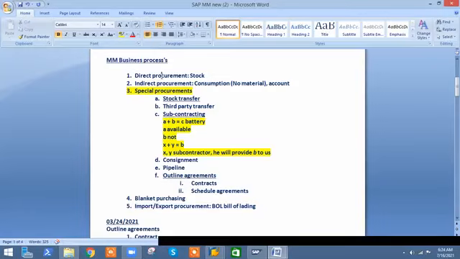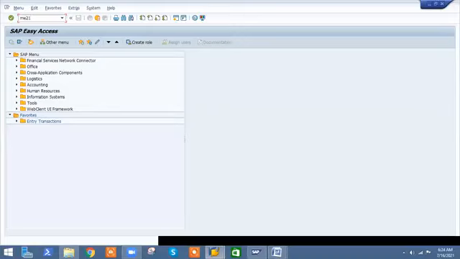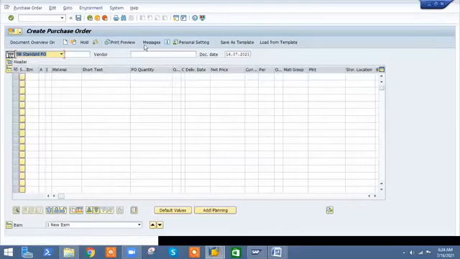So what do we mean by direct procurement? Direct procurement is simply when you are procuring some material. If it is for stock purposes, that would be direct. And in direct procurement, you specify the material, what exactly you are going to procure. Let's say this is the SAP screen where I'm going to enter ME21N, which is the create purchase order screen. In this purchase order screen, you specify the material number. You are able to see a lot of fields here.